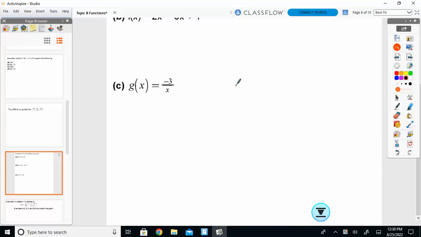So, f of a plus h, what would that be in this case? -3 over a plus h. Minus f of a, so minus -3 over a, all divided by h. Alright, so if you're one of those people that hates fractions, you might have a little anxiety going on right now because we have fractions within a fraction. It's all nice and beautiful.